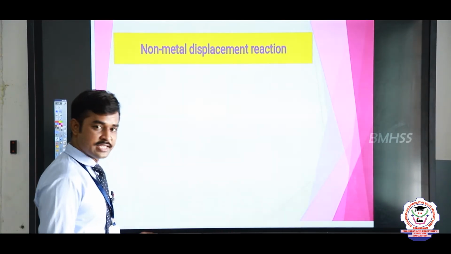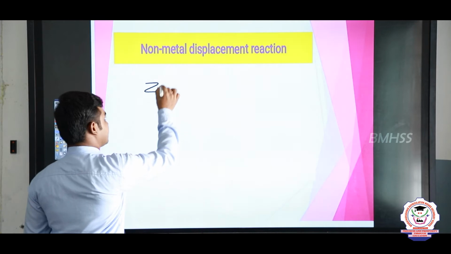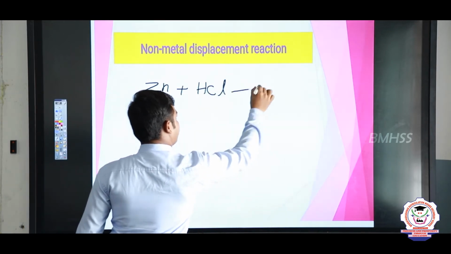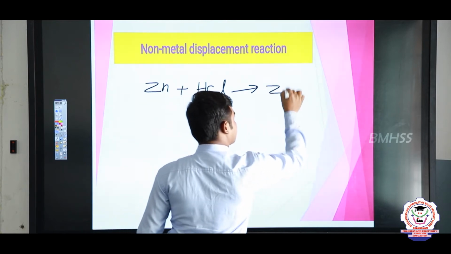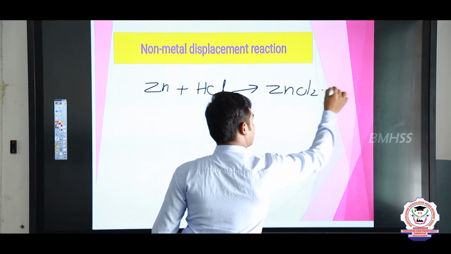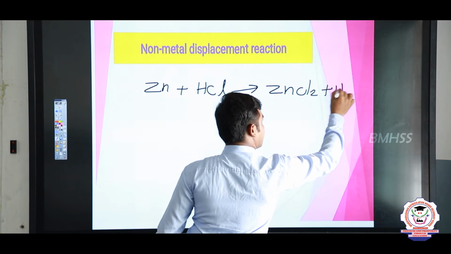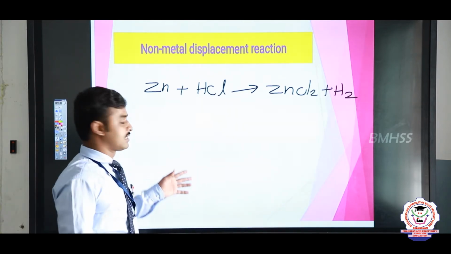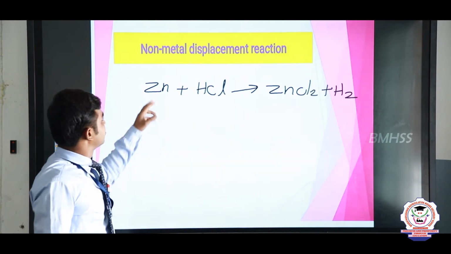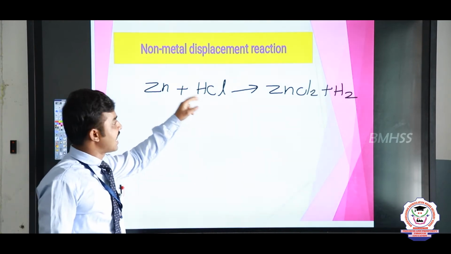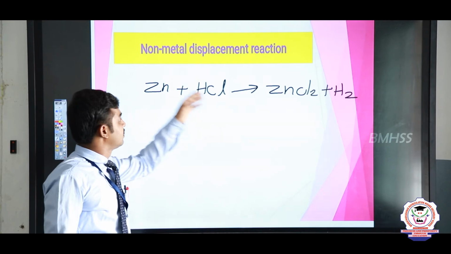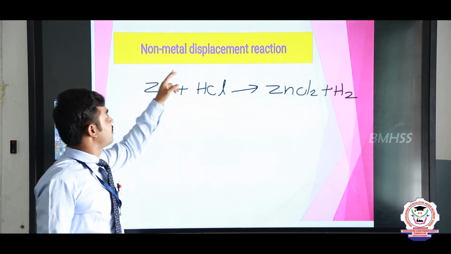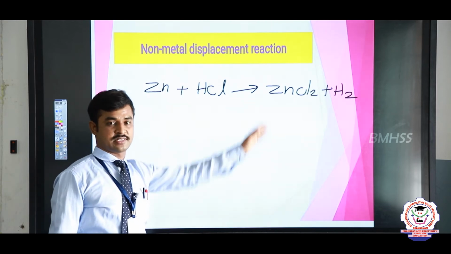When zinc reacts with hydrochloric acid, it can form zinc chloride and it releases hydrogen gas as a vapor. Let us see this reaction. In this reaction, zinc replaces the hydrogen. So, the replaced element is hydrogen, a non-metal. So, this is the non-metal displacement reaction.